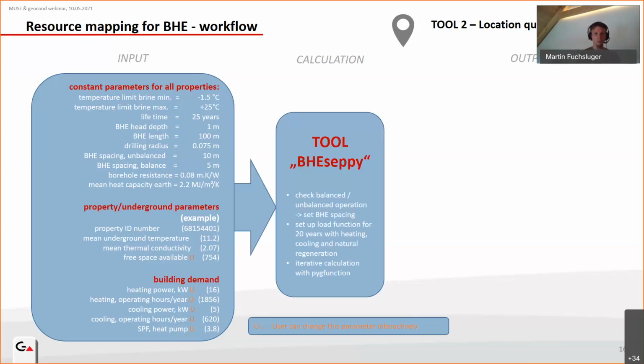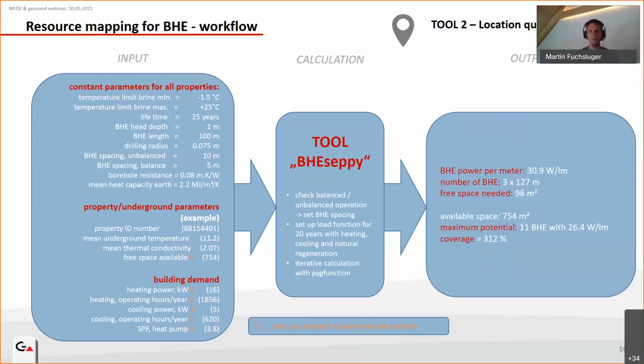And the tool BHEs first checks if it's balanced or unbalanced, dependent on the input. And then it sets up the load function for 20 years or 25 years. I think it's 20 years now, with heating, cooling, and natural regeneration. That means 4 periods every year for 20 years. And we look at the end of the year, what's possible at the end of 20 years, which power is possible then. And it makes an iterative calculation with the G functions.